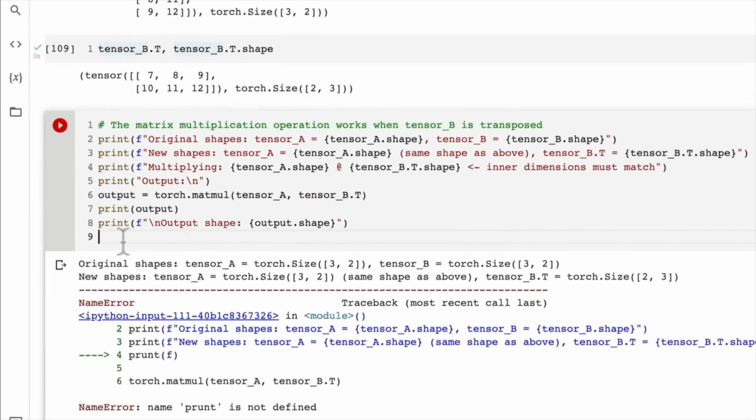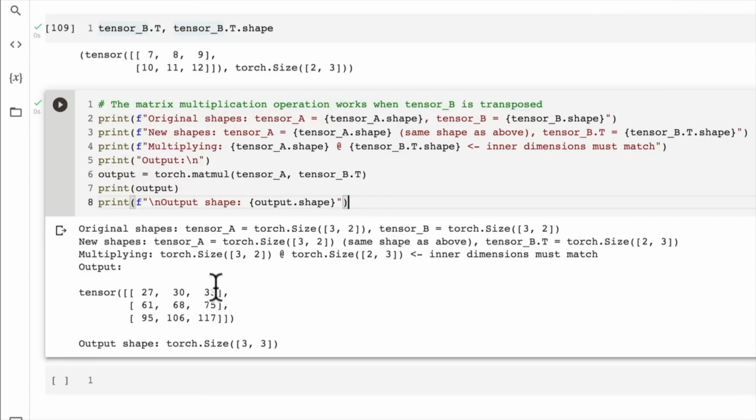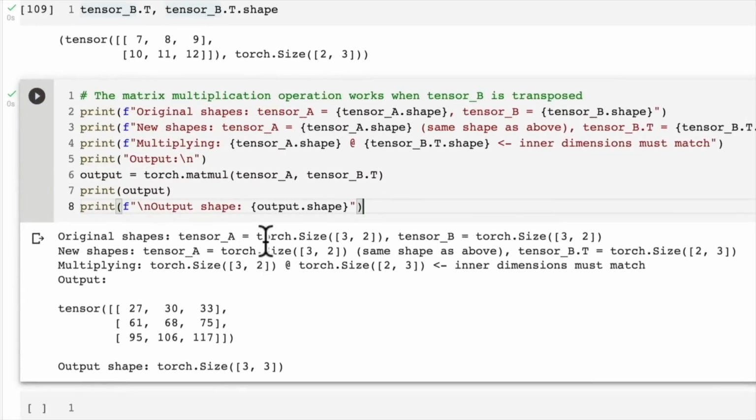That's the data visualizer's motto. There we go. Okay, so the original shapes are what? Torch size 3, 2 and torch size 3, 2. The new shapes, tensor A stays the same. We haven't changed tensor A. And then tensor B.T is torch size 2, 3. Then we multiply a 3 by 2 by a 2 by 3. So the inner dimensions must match, which is correct. They do match, 2 and 2.